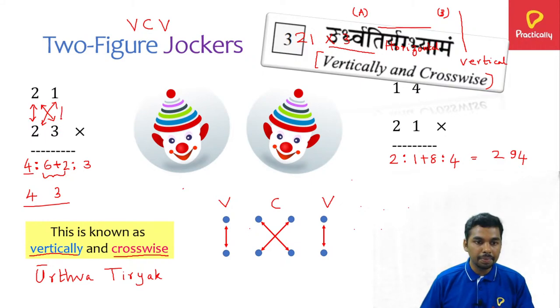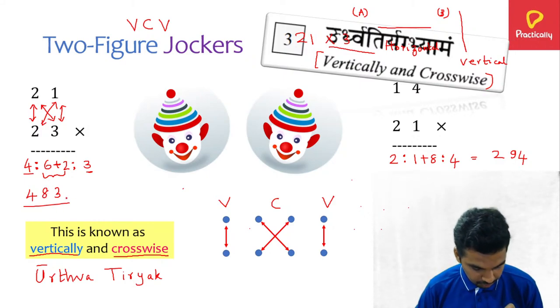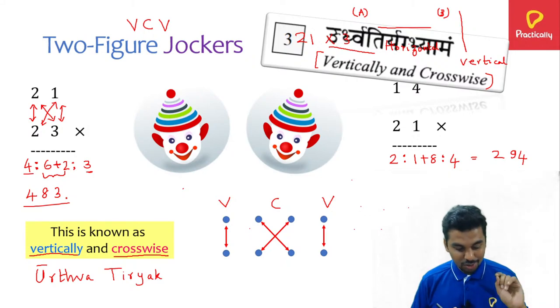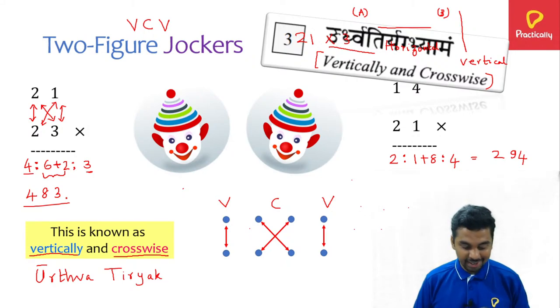The last step is V again, which is vertical, the answer is 3. So the final answer is going to be 4, add this up, 8, 483 is the final answer. All right, Nidhi has also pointed out, so good that some students are listening to the lecture well.